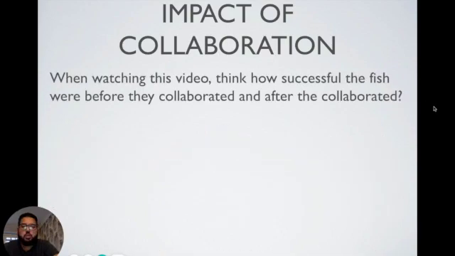Now, I'm going to show you a video. This video is from Finding Nemo. Whilst you're watching the video, I want you to think about two things. When the fish are caught, how successful were they before they started to collaborate with each other? And then when Nemo came along and told them all to swim together, how successful were they after they collaborated together?